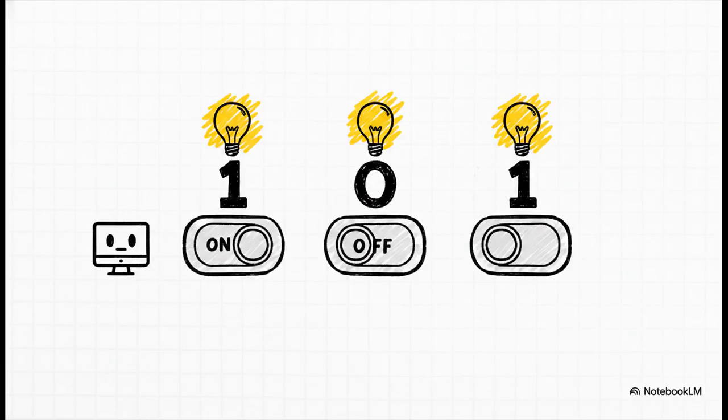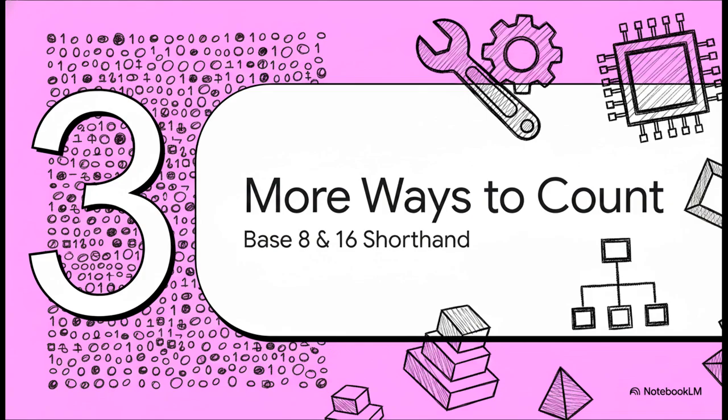So when a computer sees the binary number 101, it's not thinking 101 like we would. Nope. It's just reading a super simple instruction. The first switch is on, the second switch is off, and the third switch is on. It's that simple. Every photo, every song, it's all just a really, really long string of these on and off signals.